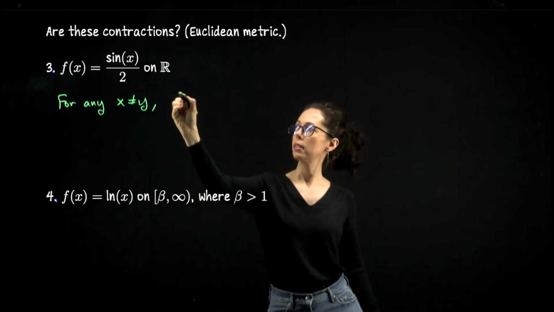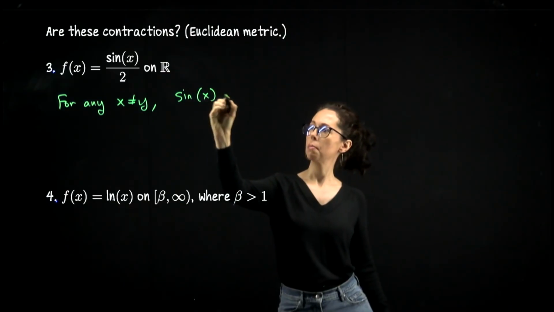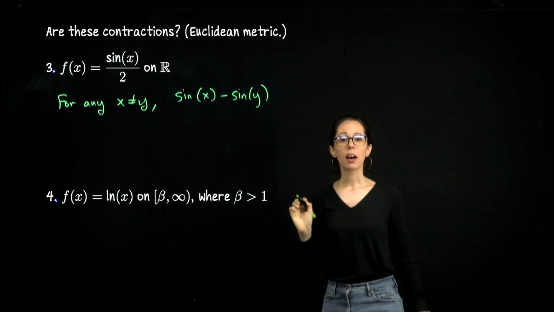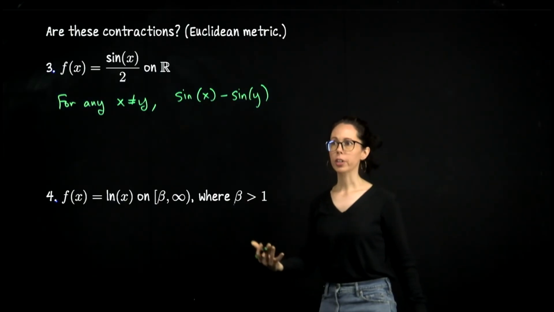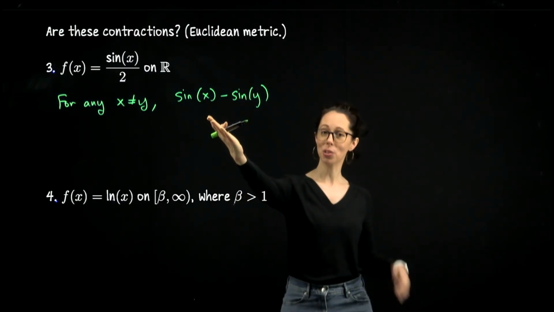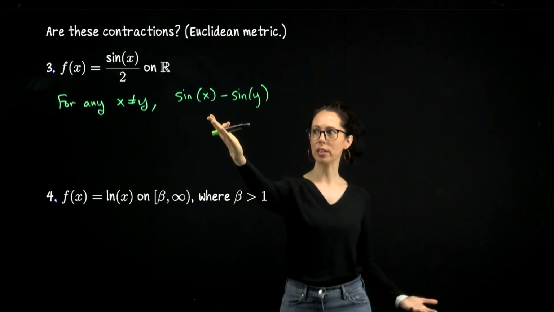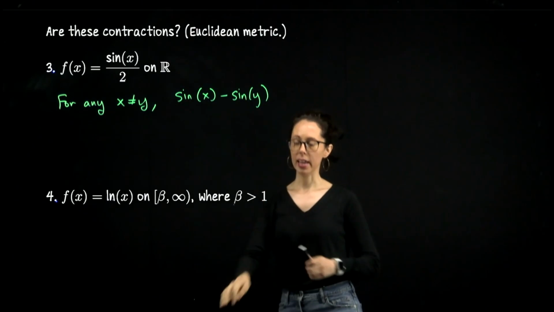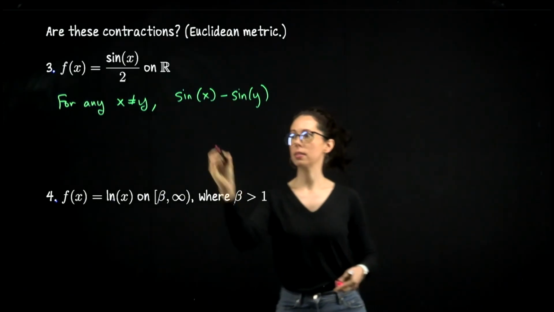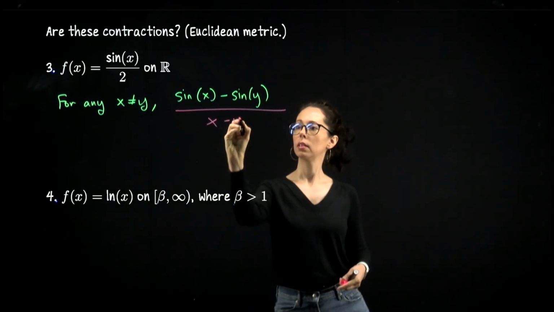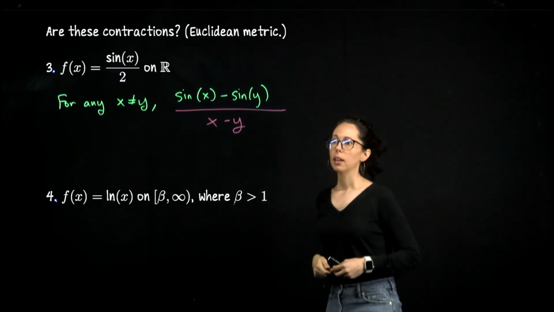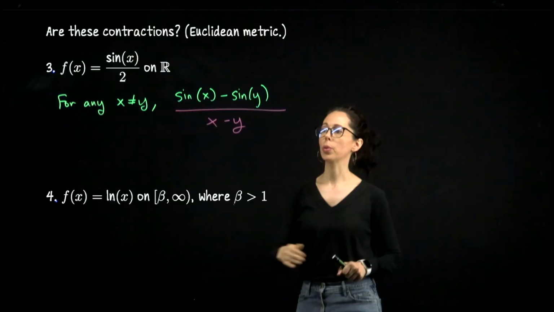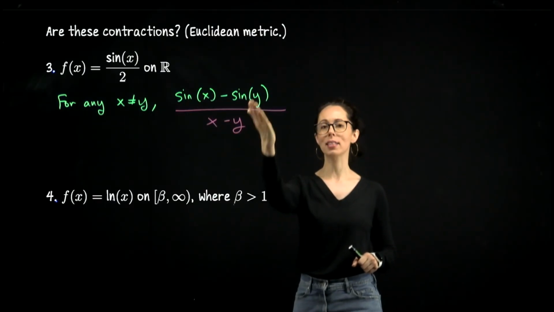We know that sine of x minus sine of y is a difference of outputs. If you have a differentiable function and you're looking at a difference of outputs, which you often are when you're talking about contractions, always imagine what would happen if I took that difference in outputs and divided it by a difference in inputs. Well, that would give me the slope of a secant line, the secant line segment passing through the points x, sine of x and y, sine of y.